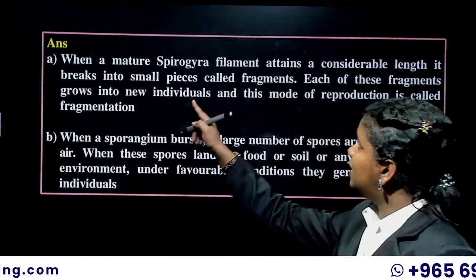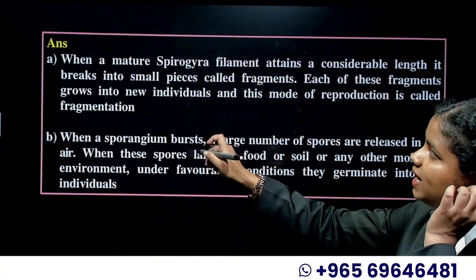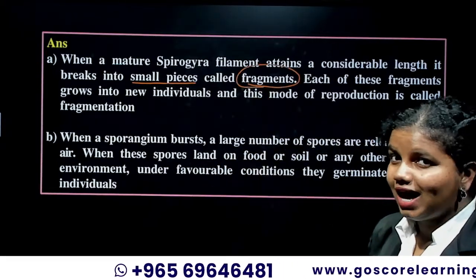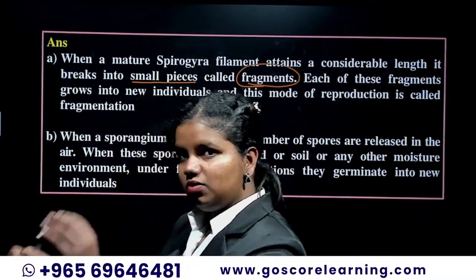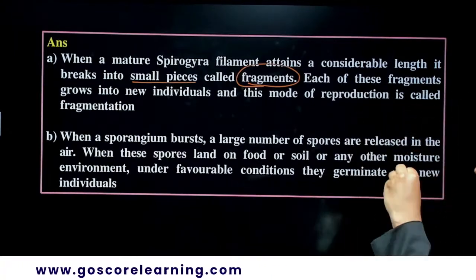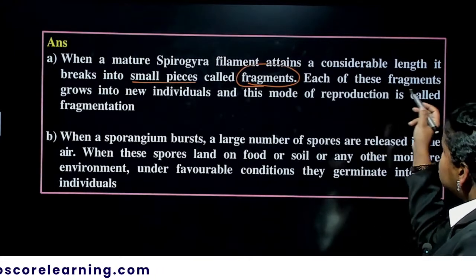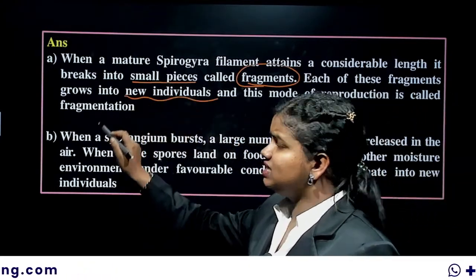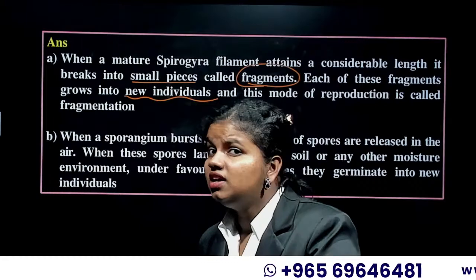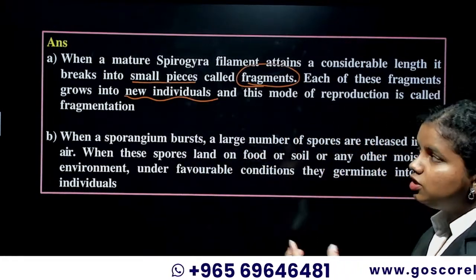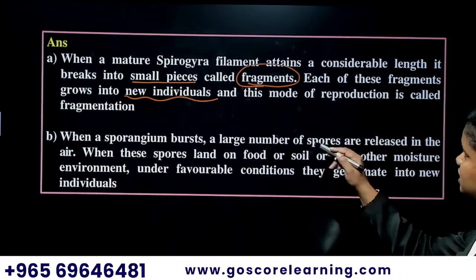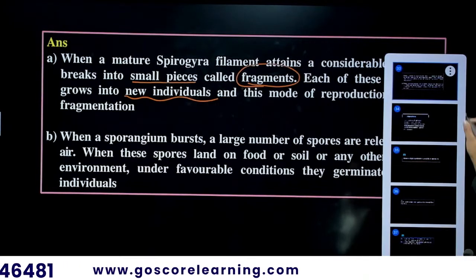When a Spirogyra filament attains a considerable length, it breaks into small pieces called fragments. It's not regeneration, but when it's an adult, the alga itself breaks into small pieces, and each of these fragments grows into a new individual. It's different from regeneration in that there are no specialized cells acting here. There is no neoblast here. It might look similar, regeneration and fragmentation, but here there are no specialized cells, and this mode of reproduction is called fragmentation.